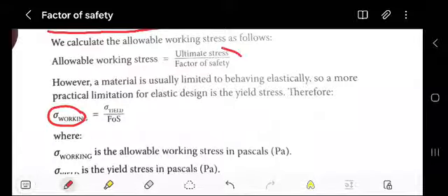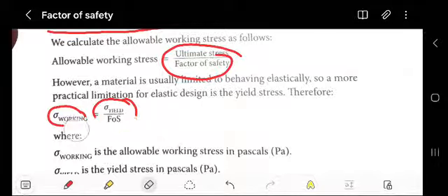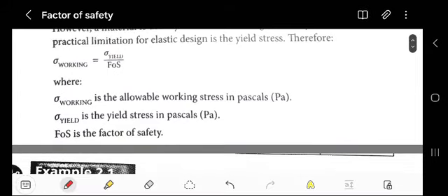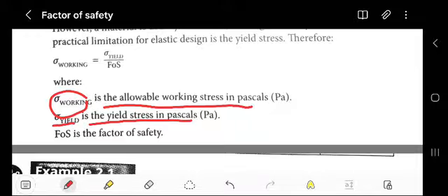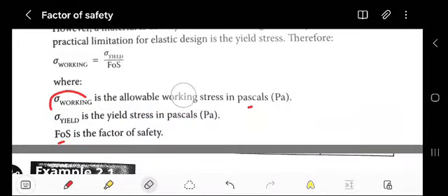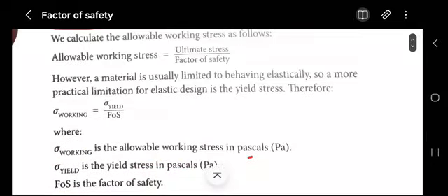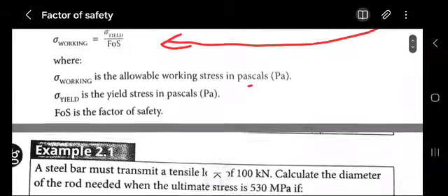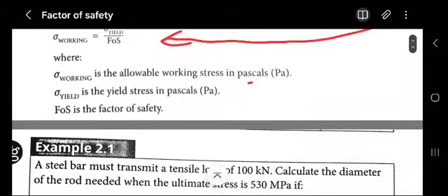You see, we have these formulas. The working stress is the allowable working stress in Pascal. Yield is the yield stress in Pascal. FOS is the factor of safety. As you can see, we have these two formulas we'll use to calculate that. Let us put this formula into practice.